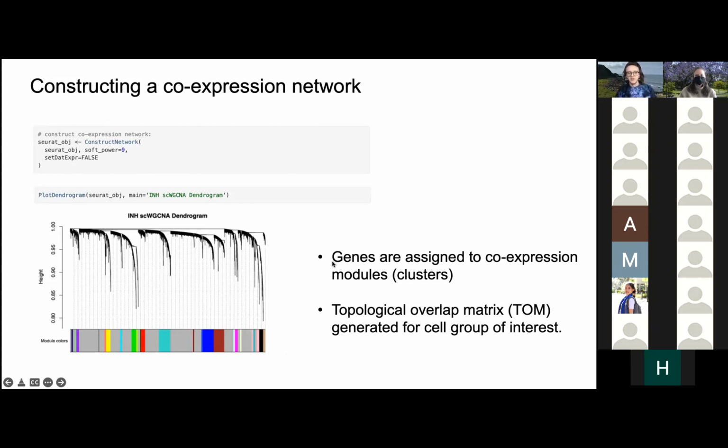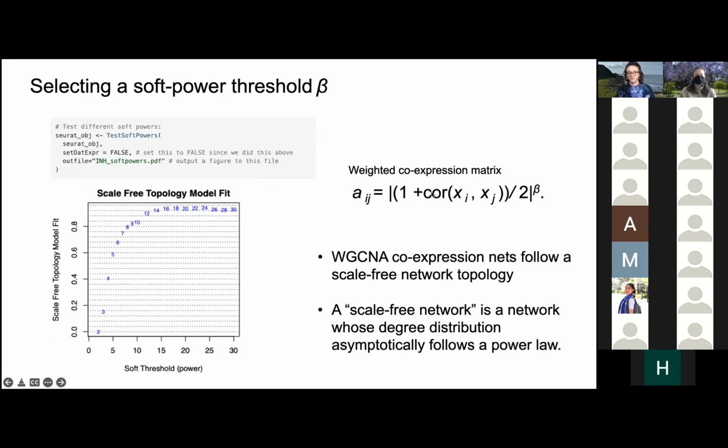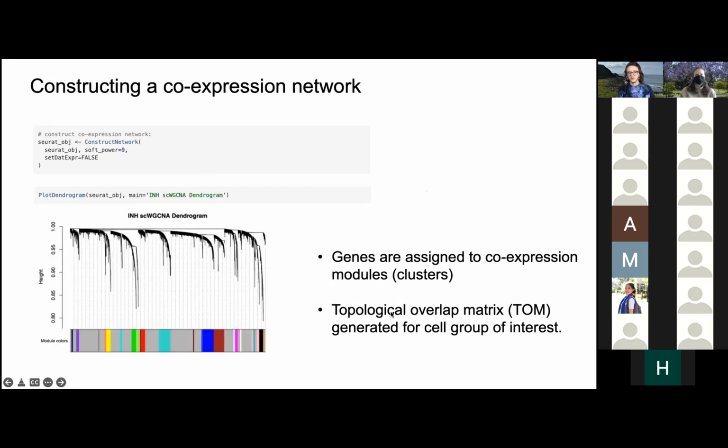So the two main outputs of this are the assignment of a gene to a module, and then something called the topological overlap matrix, which is like a weighted adjacency matrix. They refer to it as the topological overlap matrix. So that's the actual network.